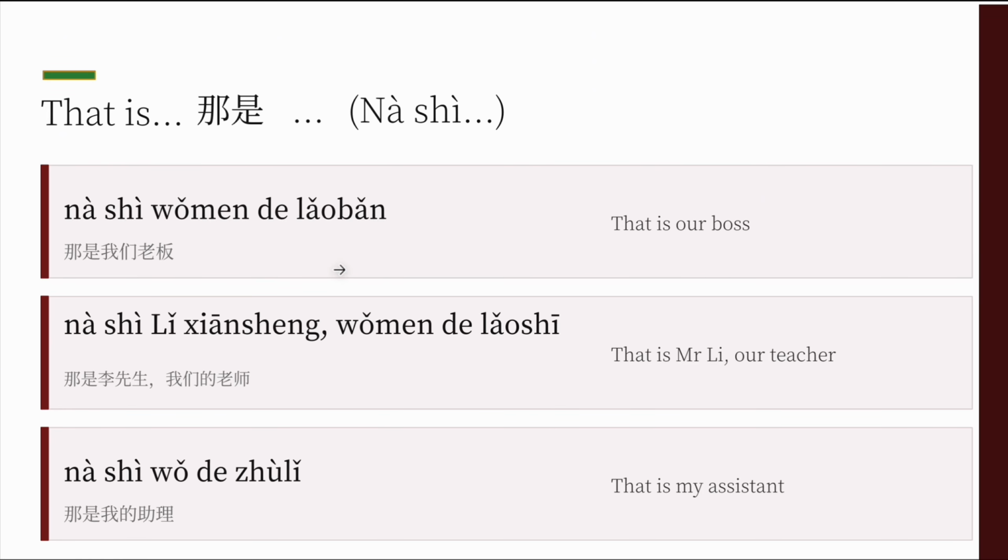And since we've learned this is, how do we say that is? You see, the word for that is 那是. So that is our boss. 那是我们的老板。Again, 那是我们的老板。那是李先生。那是李先生，我们的老师。That is Mr. Lee, our teacher. 那是我的助理。That is my assistant.